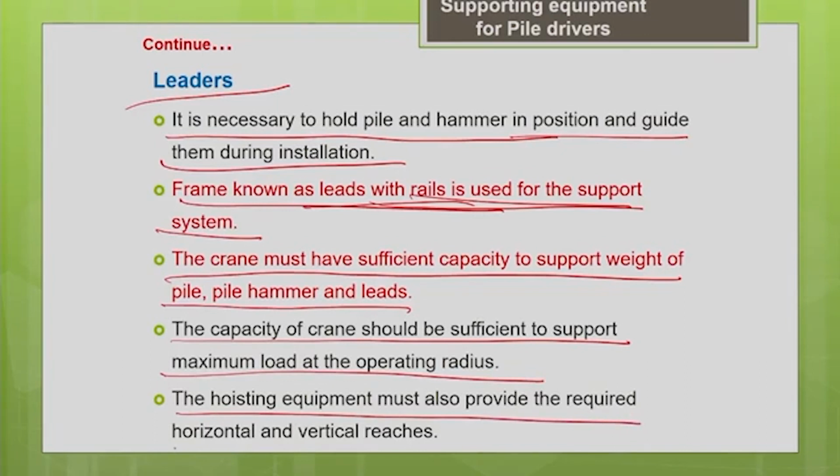That is why we need to check whether the crane has sufficient lifting capacity to lift your pile, hammer and the lead, at various operating radii, before making the selection of your crane for the pile driving operation. The hoisting equipment must also provide the required horizontal and vertical reaches. You need to know the working range needed, the horizontal and vertical reach, and the crane you are going to use must be able to satisfy that requirement. Accordingly, you have to select the supporting equipment for the pile driving operation.